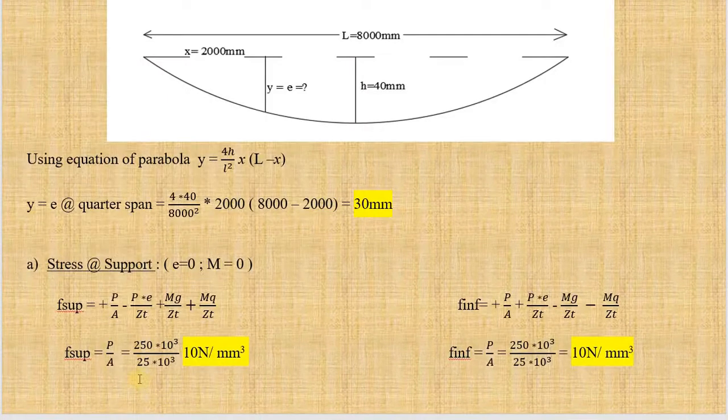So, it is correct. It is 25 into 10 power 3. So, we will get F superior as 10 Newton per mm square. The next one is the stresses at the bottom. F inferior equal to P by A plus PE by Z.